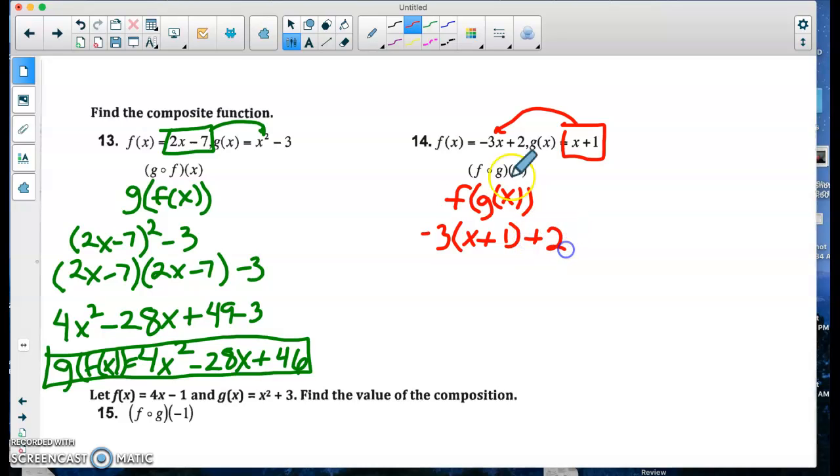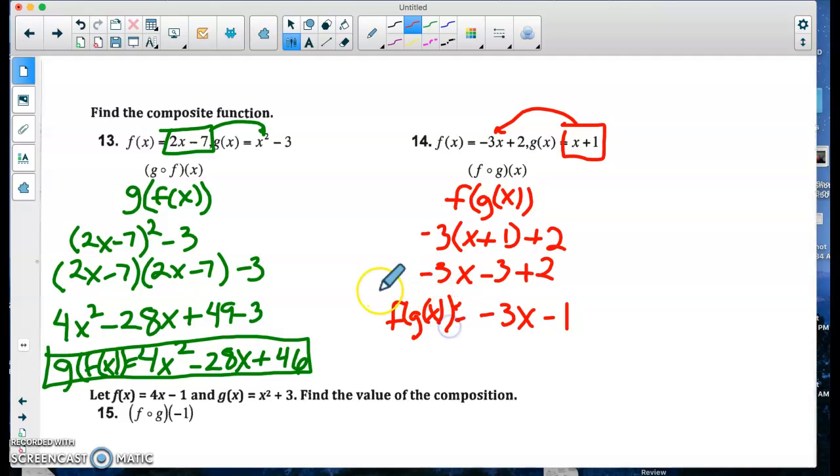So again, notice you're taking your function and you're just replacing this x with whatever this equation is. Then we're taking that negative 3, we are distributing it, and then we are combining like terms. So I have negative 3x minus 1. I can't take this problem any farther, so we're just going to bring down that notation. So we have proper function notation. So this whole thing here is our answer.